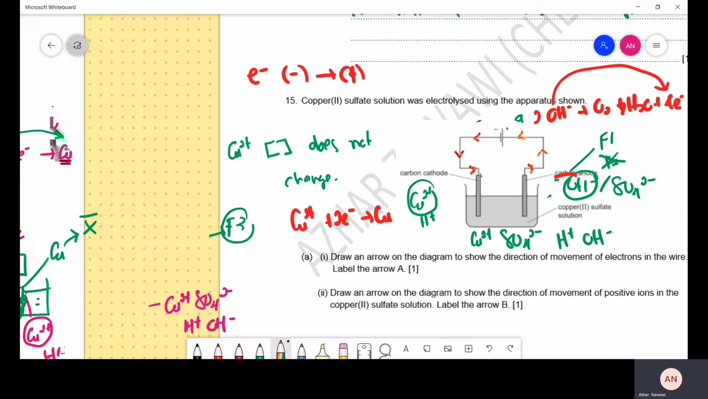Draw arrows to show the direction of movement of positive ions. Positive ions come to this part, so you show an arrow like that to show the movement of ions. Very easy question.